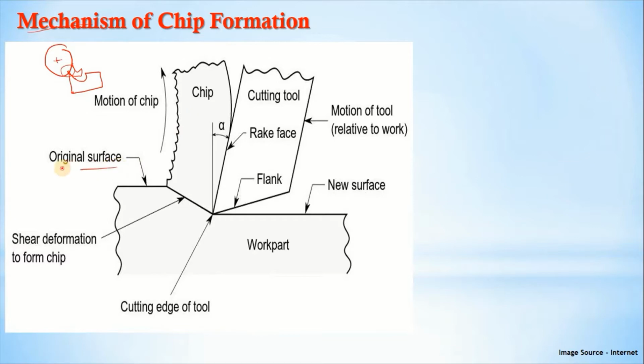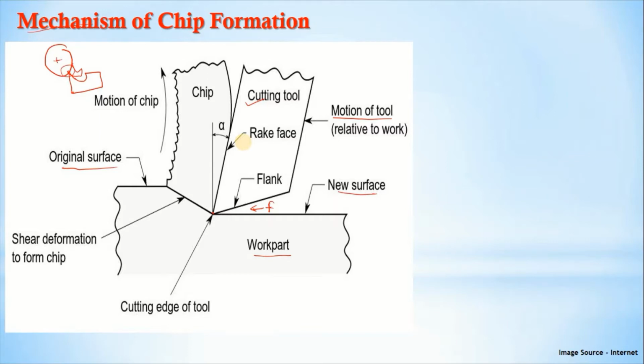This is the original surface of the workpiece. When we machine, we get this new surface as we remove the chips from the workpiece. This is our cutting tool, and this is the motion of the tool relative to the work, which we give in this direction. This is the cutting edge of the tool, and the force is applied by the tip of the tool. This is our back rake angle, and the back rake angle also influences the machining operation.